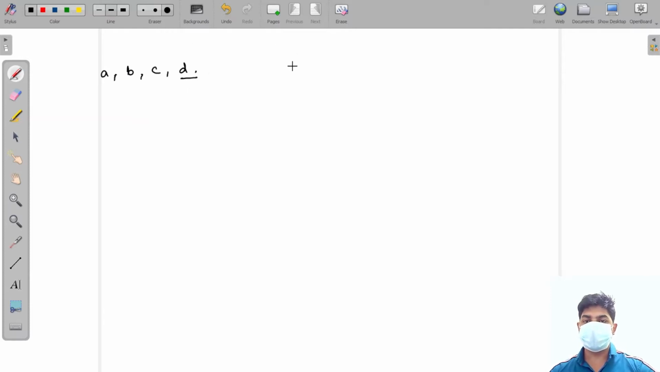So what we have to do is perform XOR of sum of all pairs. We have to find the sum of all the pairs and then we have to perform the XOR between them.